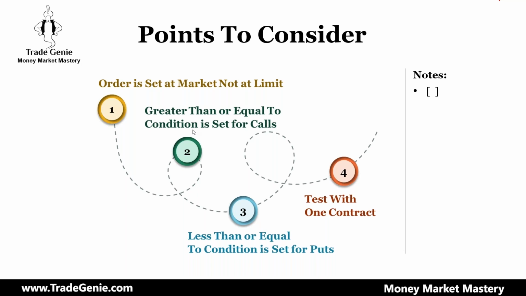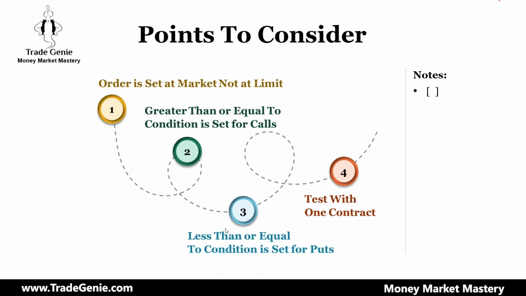Greater than or equal to condition is set for calls. So if you're trading calls in Apple, you bought at 150, you say, okay, when Apple hits 155 and above, sell my Apple contracts at market.